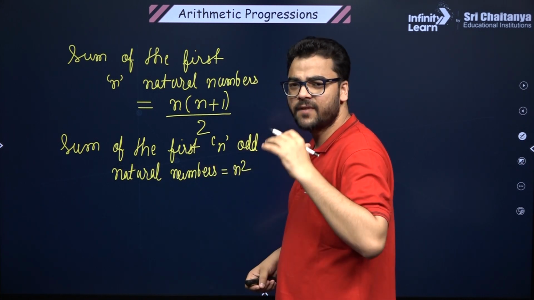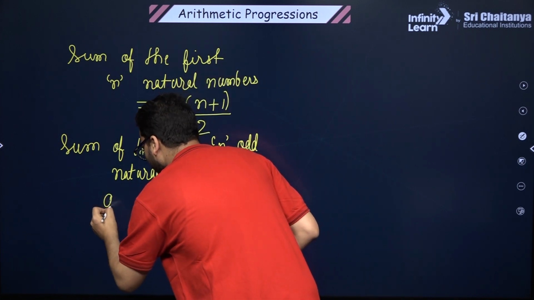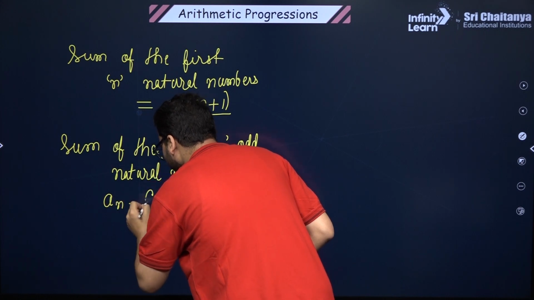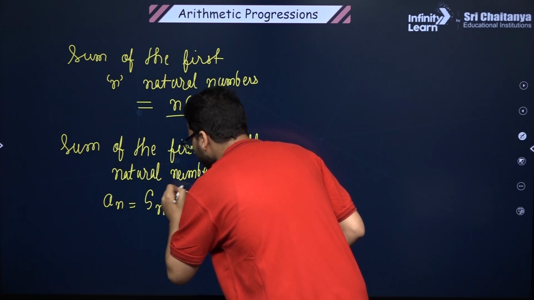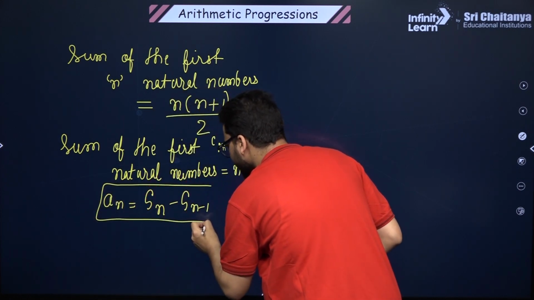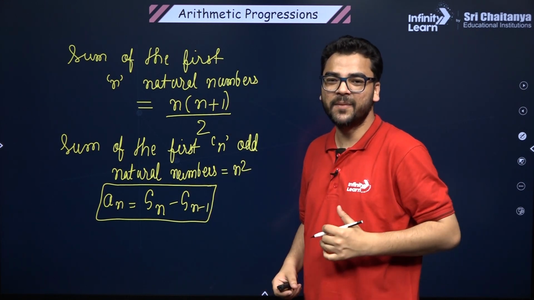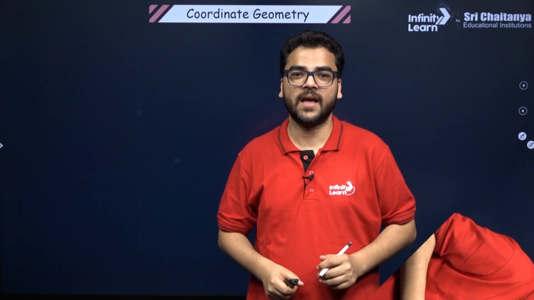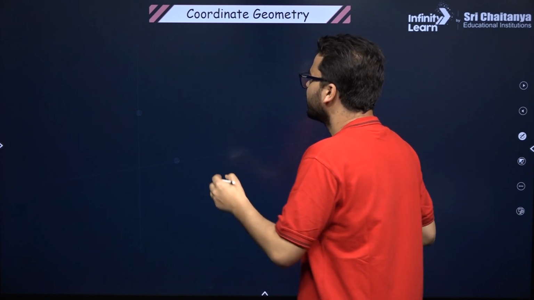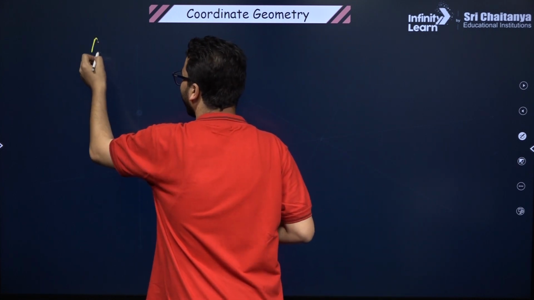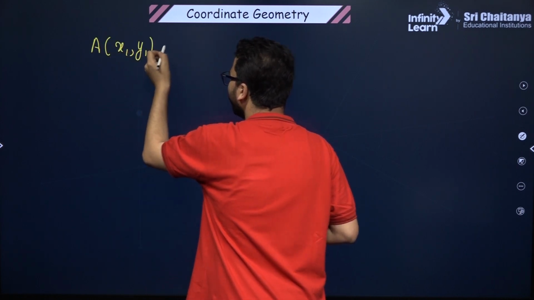Clear? Now there is one more thing which you have to use in questions many a times. That is, nth term can be written as Sn minus Sn minus 1. So this thing is used many a times to do questions. So I hope the formulae in the chapter Arithmetic Progressions is clear to you. Now we are going to see the formulae in coordinate geometry. So suppose you have been given 2 points whose coordinates are A x1 y1 and B x2 y2.